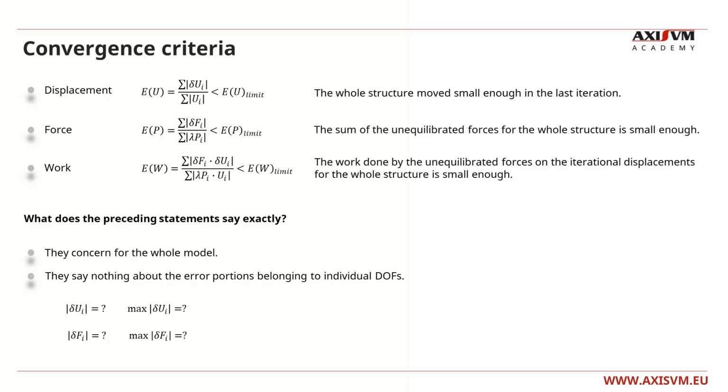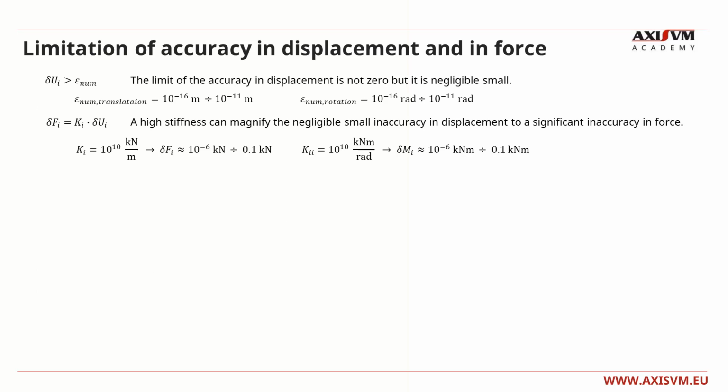Nodes with stiff supports are the mostly concerned. Its reason is the following. The primary variables are the displacement components. These are calculated directly from the system of equilibrium equations. There is a numerical limit for the accuracy of them. This is small enough to be negligible in the displacement results.